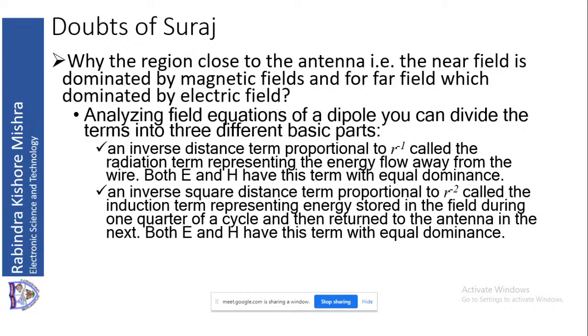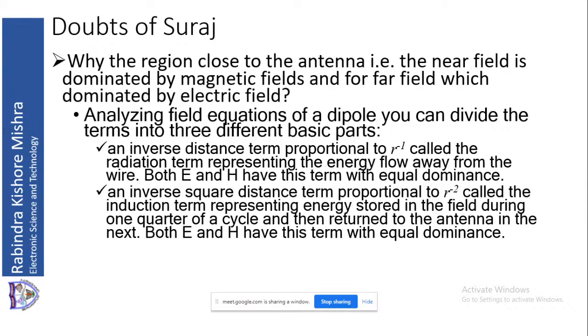You can find out what E upon H is. Just look for the coefficient of 1 by r square in E theta and the coefficient of 1 by r square in H phi. Take the ratio of E theta to H phi, find out what it is. So that is not a plane wave. E is not dominant over H in the near field region.